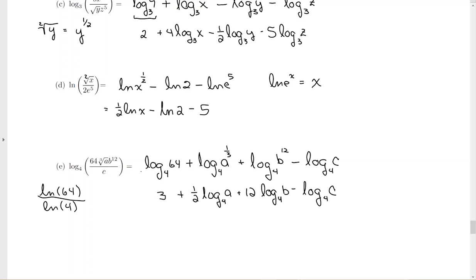So what you're going to see next is taking something that's expanded and then condensing it back to one single logarithm. But knowing the negative means it's down below and the positive means it's up above, and these numbers in front are just powers, you can kind of work your way backwards and put it back together again.